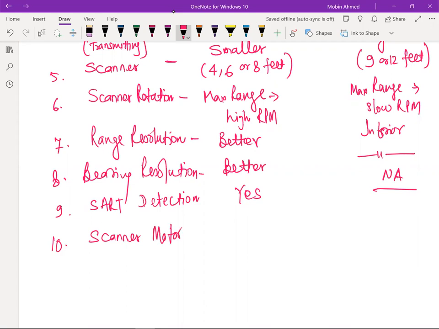Generally, the scanner motor in X band is a DC motor. It is not a DC motor, sorry. It is a universal motor. Universal motor means it is going to work on DC as well as AC, both. Okay, that is the universal motor. Your scanner is also very small. It is going to give a high torque, and of course high RPM will be there. So generally it is preferred to use the DC rather than the AC.